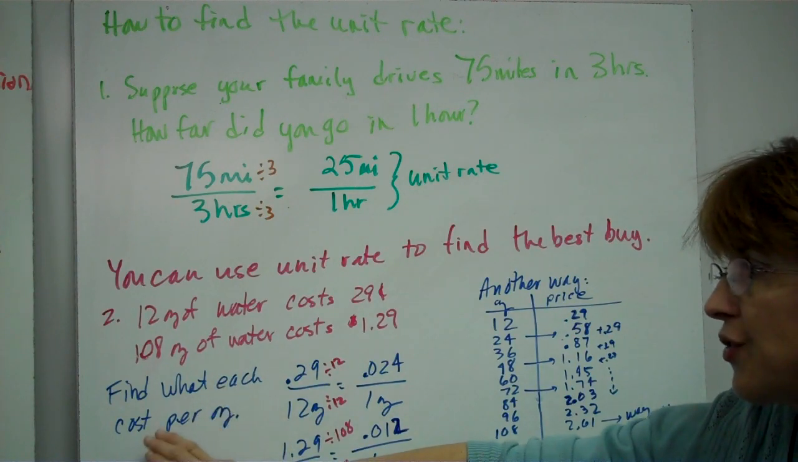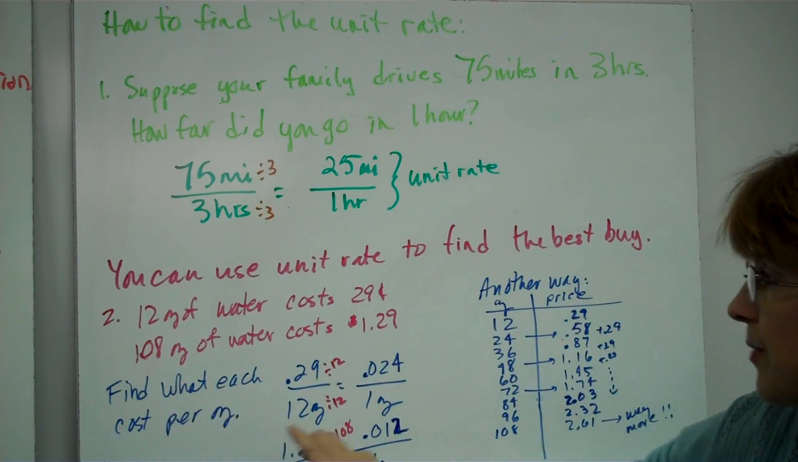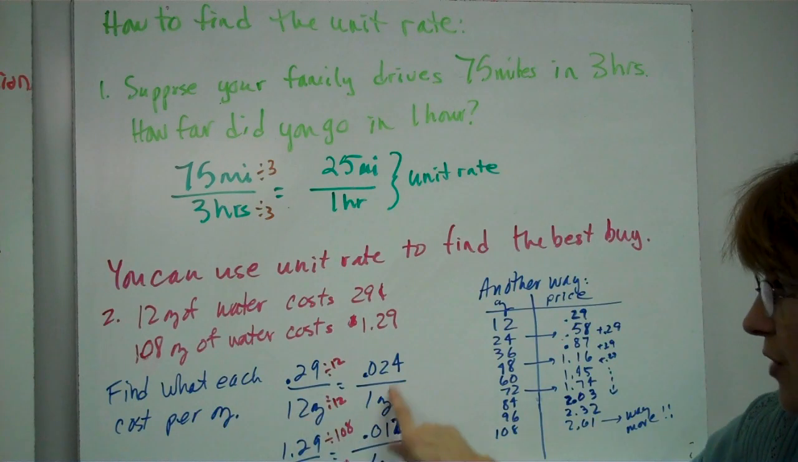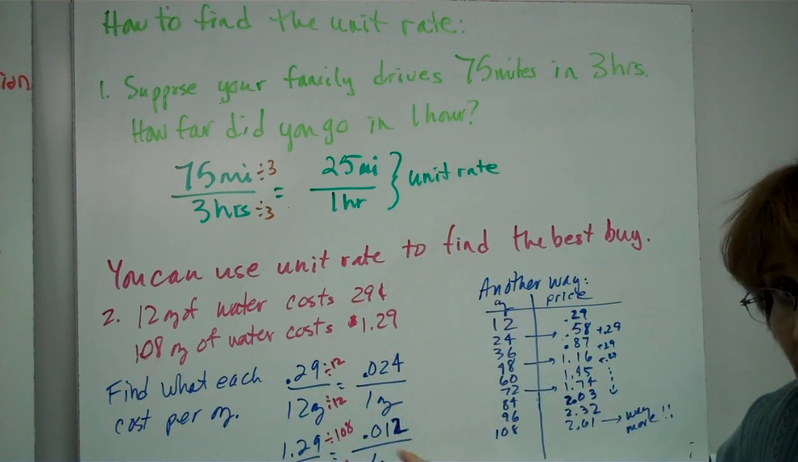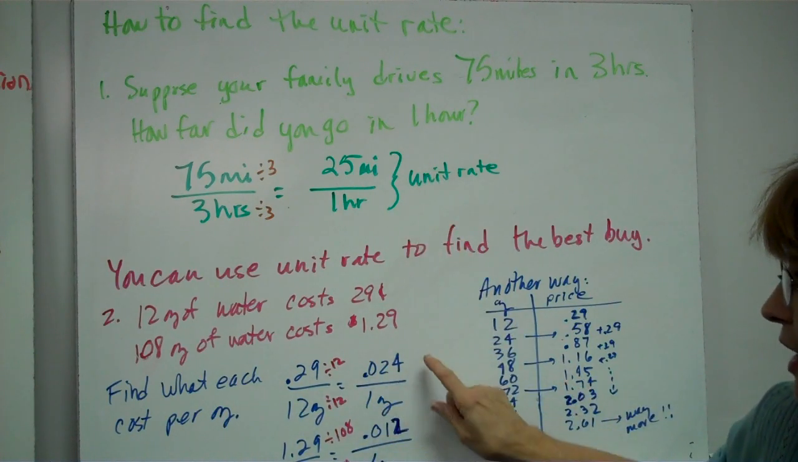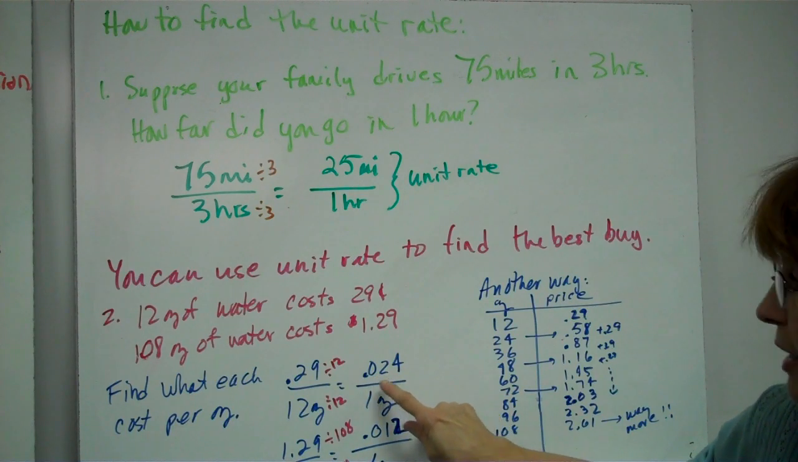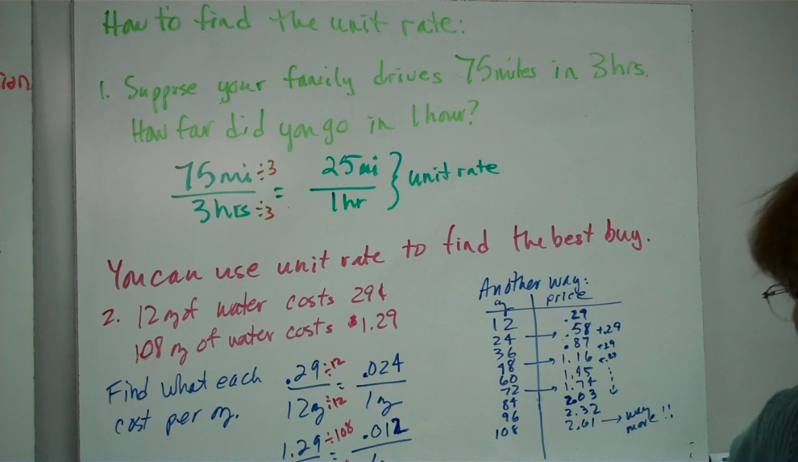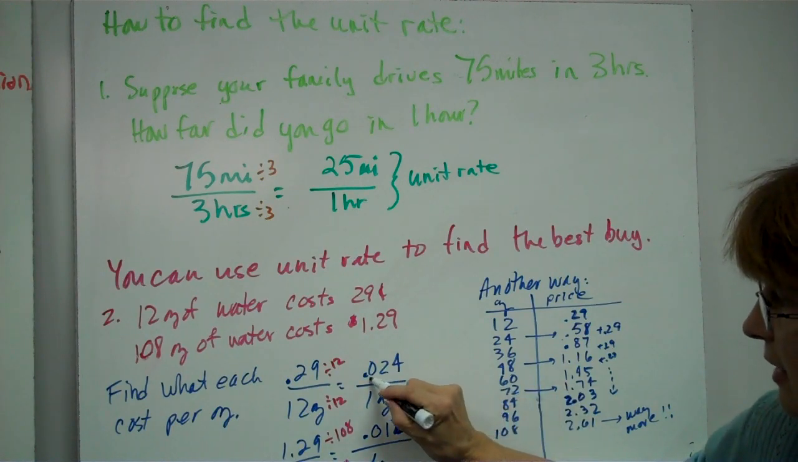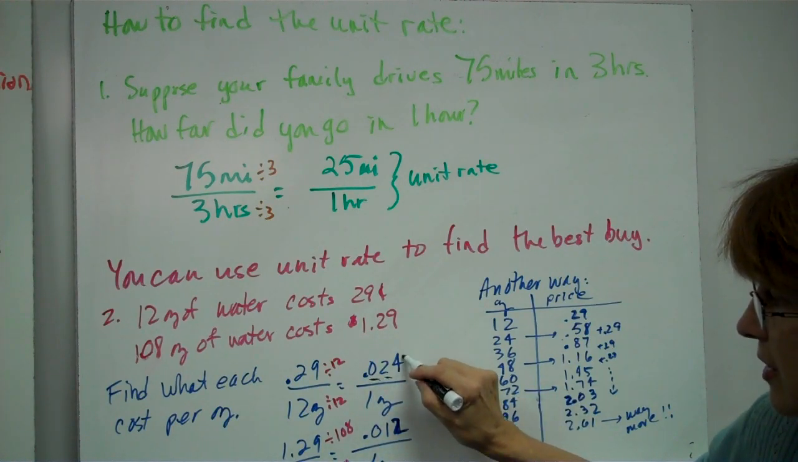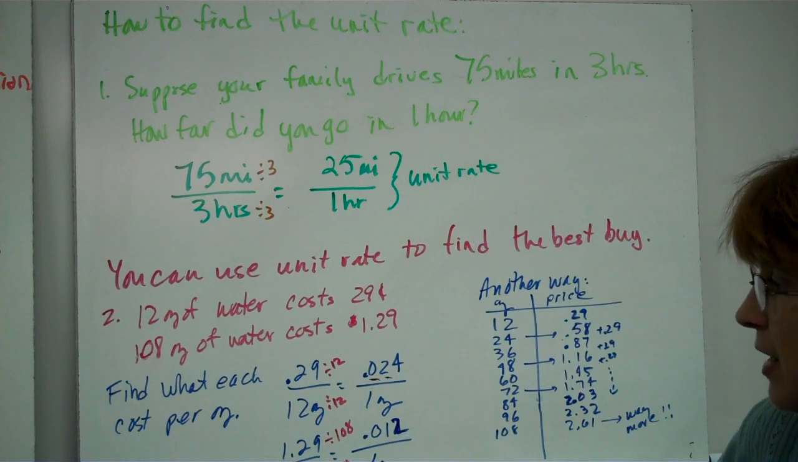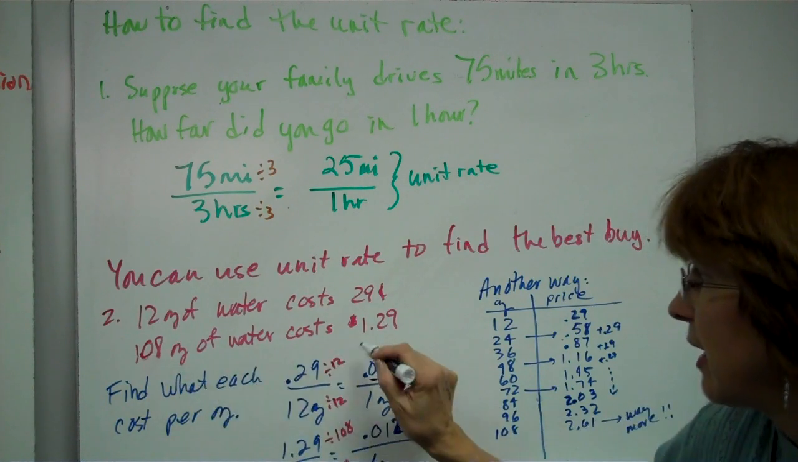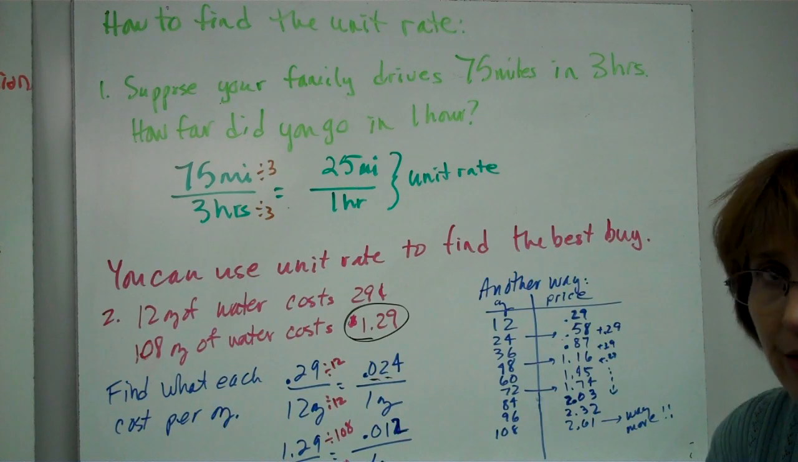Okay, we can find what each cost per ounce is. So here I go. You just go ahead and divide, just like we did above, and you can use your calculator here, and you get 0.024, which is about 2 cents for every ounce here, and this is about 1 cent, right? Because the cents is the second decimal in, and this number is just there to compare again. So obviously the $1.29 is the better deal.